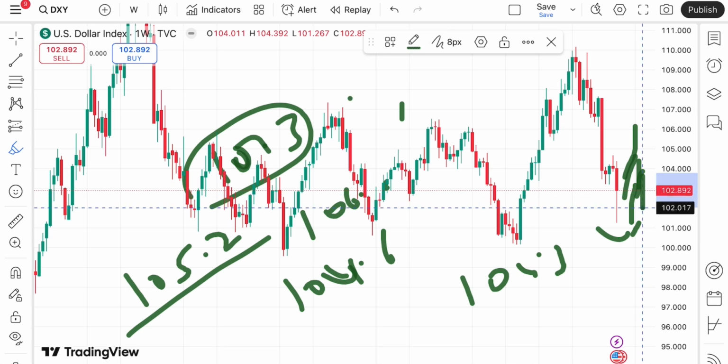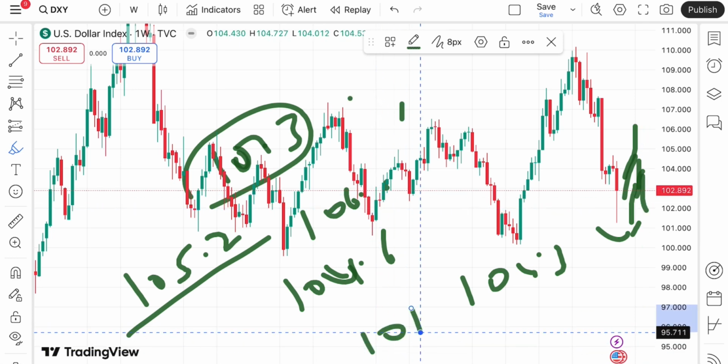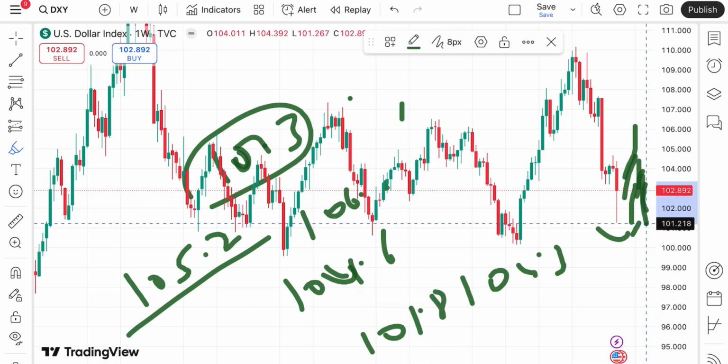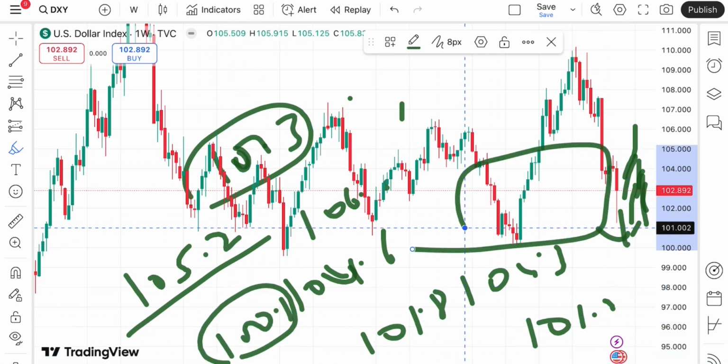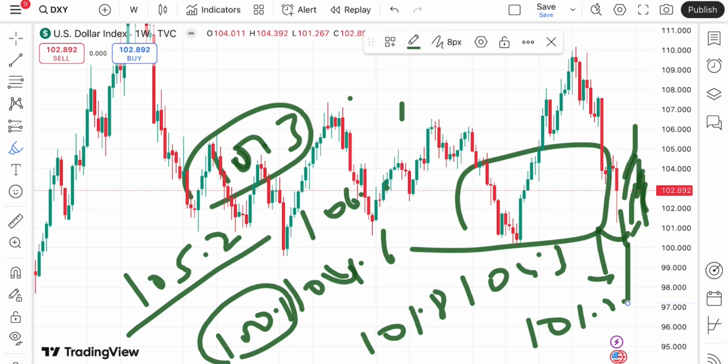But if the price starts falling below this level, we can see it touch a level of 101.8, and from there a further fall towards 101.2. And if the price starts falling below this level, it will fall below a level of 100.1, and then there will be a zone breakout, so a further downfall we can see.